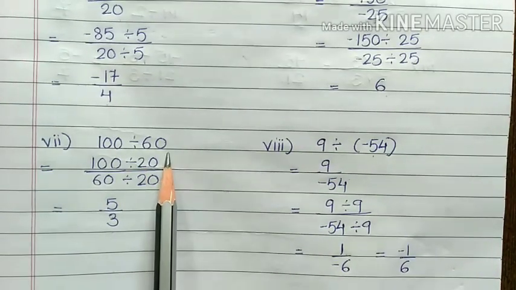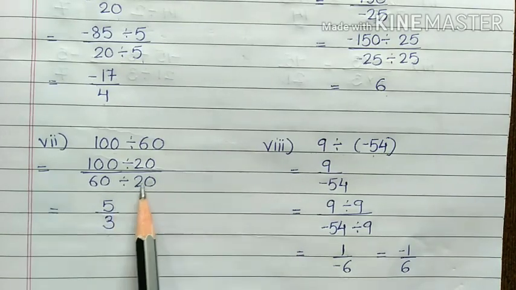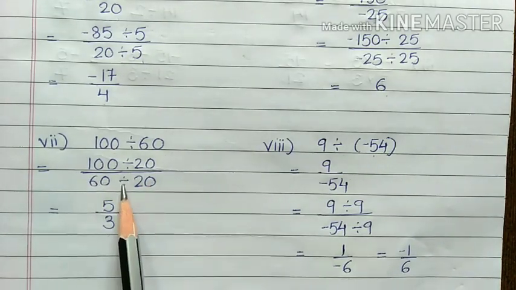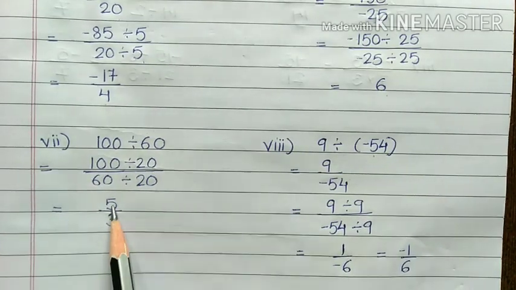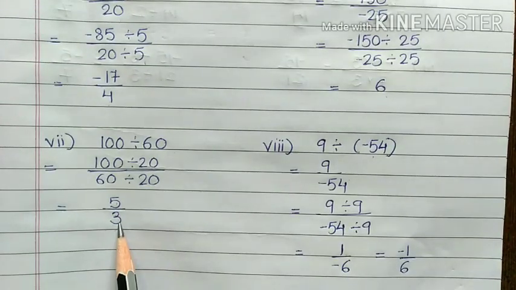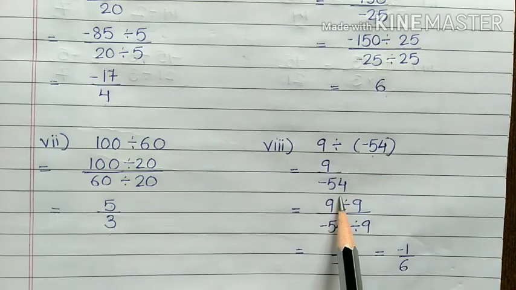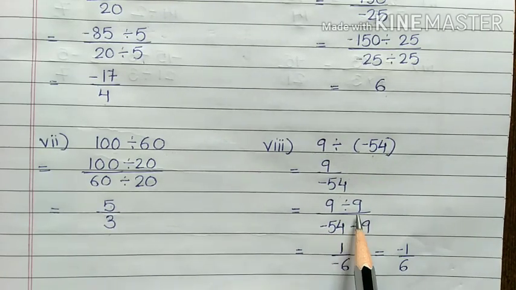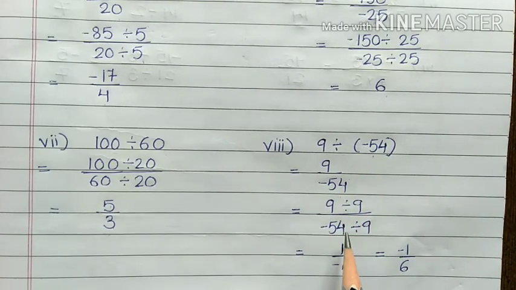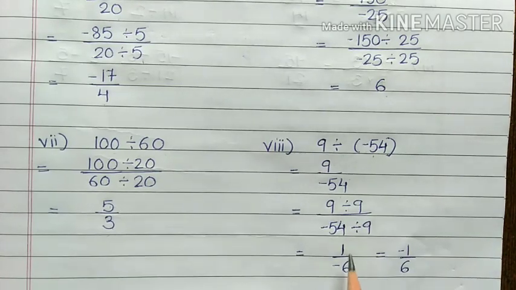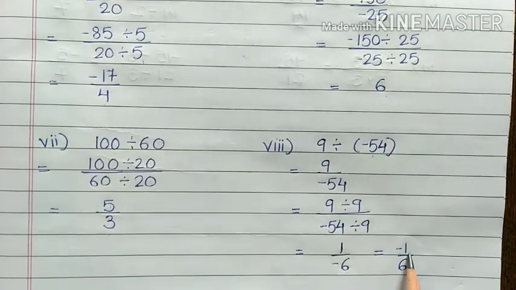100 divided by 60. It is divisible by 20. So 100 divided by 20 is 5, and 60 divided by 20 is 3. 9 divided by minus 54. 9 upon minus 54. It is divisible by 9. 9 sixes are 54. So the answer is 1 upon minus 6, which is minus 1 upon 6.